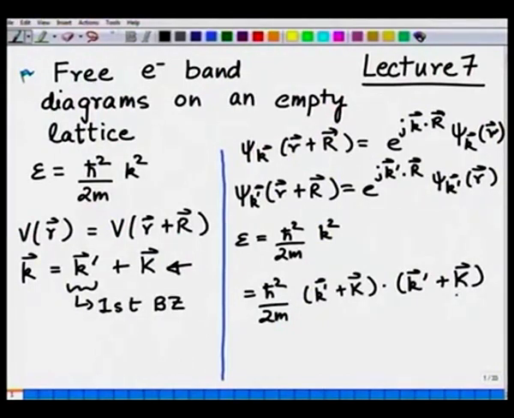So, instead of plotting E versus K, I will plot E versus K prime whose limits are only within the first Brillouin zone. When I plot, I will also write what K I am going to use, so that in case you want to calculate the energy, you can simply add the K to K prime, calculate small k and take the square of it to calculate energy. Alright, so let me show you an example.